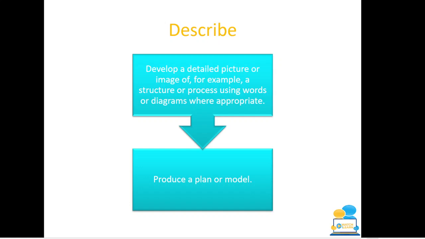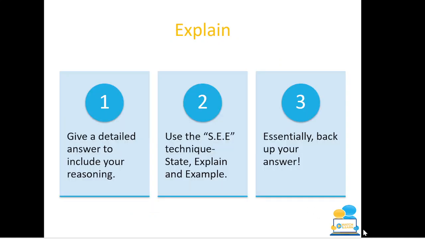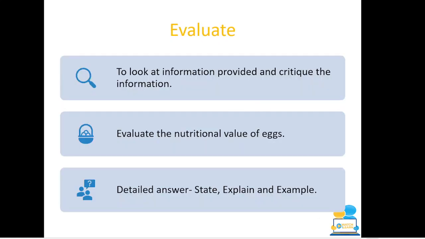So you're describing, you're producing a plan or a model. Explain, we've done that. Evaluate, okay? So this means to look at information provided and to critique the information. For example, you could be evaluating the nutritional value of eggs. So you're looking at what nutrients are in it. So high biological value protein, which is necessary for growth and repair, which is therefore really good for kids and people recovering from illness. Detailed answer again: state, explain, and example.